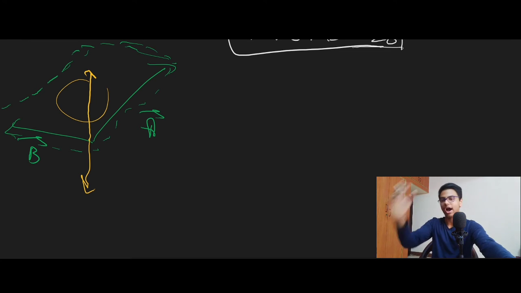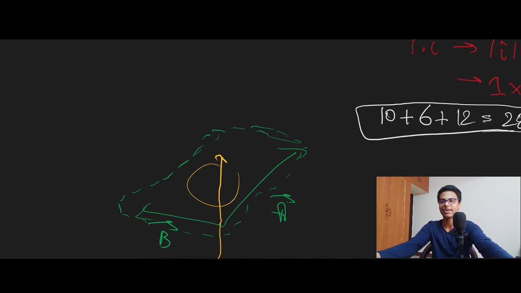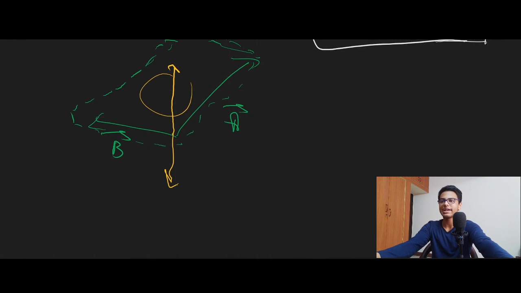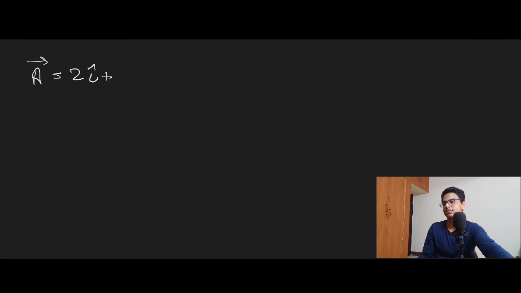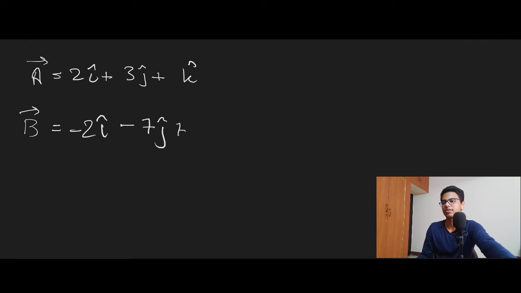All right. So now we're just going to see how we can do cross product in standard form, and that will finish off our episode for today. Let's say we have A vector 2i cap plus 3j cap plus k cap, and B vector. Also remember, over here you can have minus as well. Negative just means that the direction is opposite.